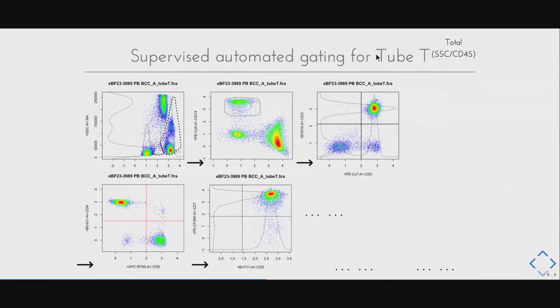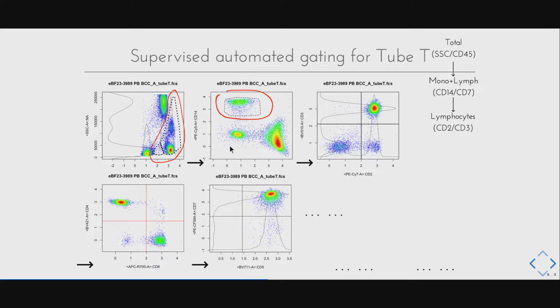First, I will start with how to use supervised automated gating for the T tube. For T-tube automated analysis, we try to mimic the manual gating. We're using the density-based automated gating strategy. First, we apply a gate to select the lymphocytes and the monocytes as our expanded lymphoid gating.